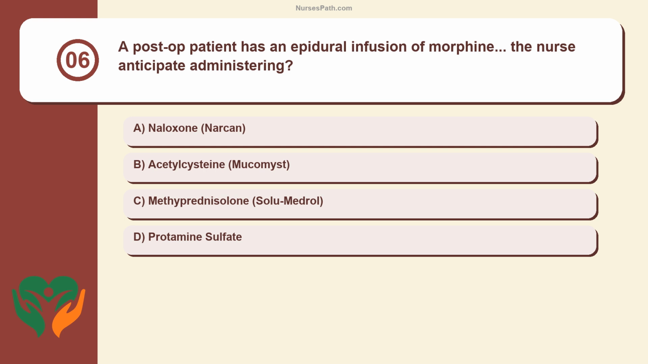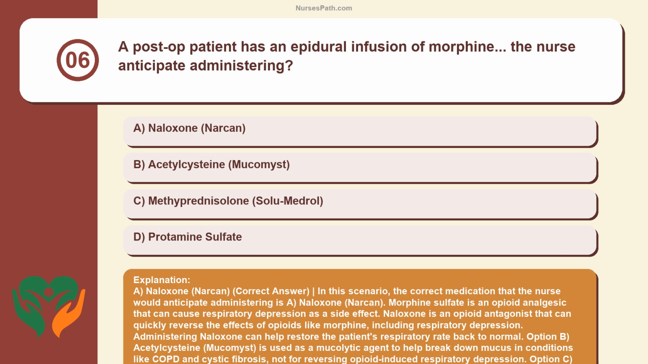Question 6. A post-op patient has an epidural infusion of morphine. The nurse anticipates administering: naloxone (Narcan), acetylcysteine (Mucomyst), methylprednisolone (Solu-Medrol), protamine sulfate. A. Naloxone (Narcan). Correct answer. In this scenario, the correct medication that the nurse would anticipate administering is A.